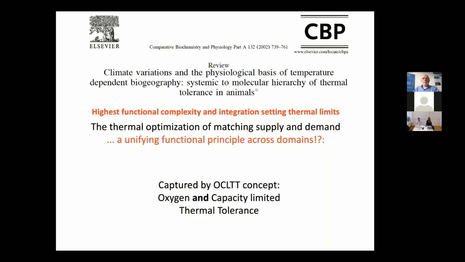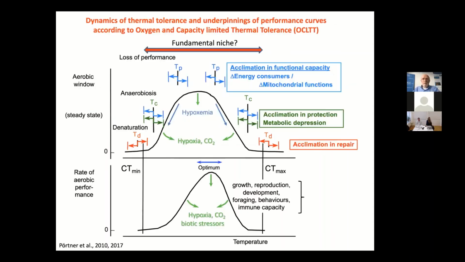And some of the underlying principles, as I indicated, are captured by the OCLTT concept, which is indicated here and may be familiar to some of you, indicating that an animal lives in a constrained aerobic window. It could be another energetic principle for other organisms, for example, the capacity of photosynthesis. There are thermal limits, there are sublethal limits, then critical limits. Shifts can occur at the level of energy consumers, of mitochondrial functions, of protection mechanisms. There can be strategies like metabolic depression. All of these influence this picture of a thermal range and cause it to be dynamic.